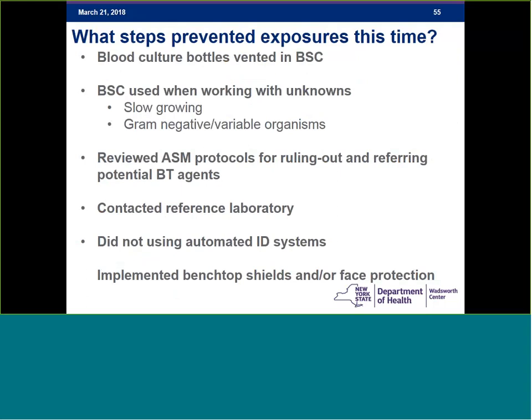Why were there no exposures this time? For starters, the biosafety cabinet was used for the unknown samples when the organism was determined to be slow growing. The blood culture bottles were vented in the biosafety cabinet along with setting up of the gram stain. The laboratories took it upon themselves to review ASM protocols for ruling out and referring potential BT agents after the initial exposures occurred in 2016. Along with contacting Wadsworth, they did not use any type of automated identification system. Some additional safety measures that the laboratories had implemented after the original exposures included benchtop shields and face protection.